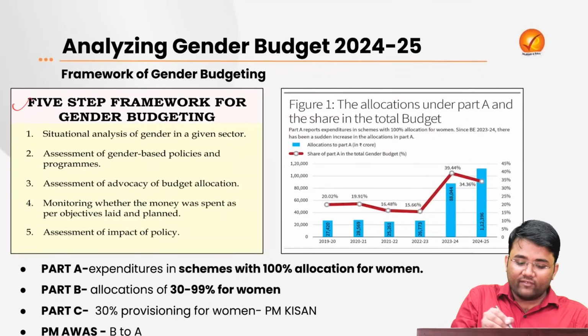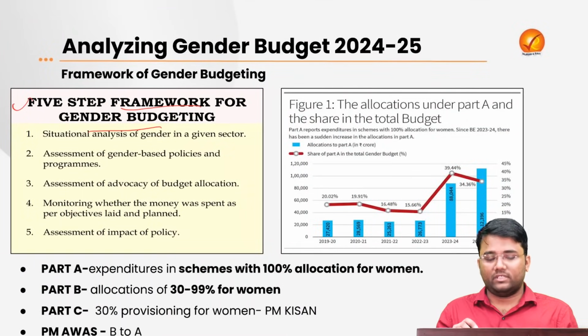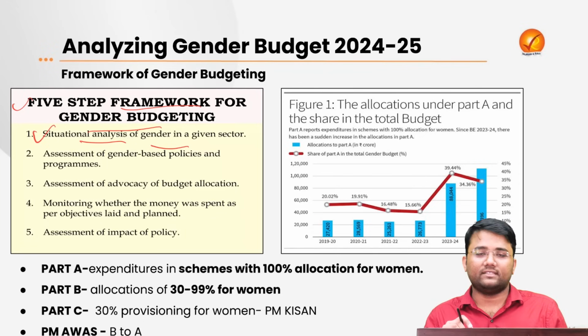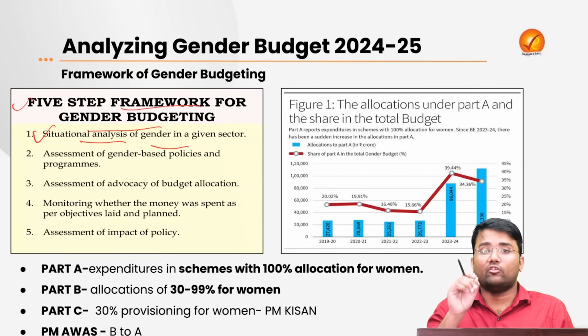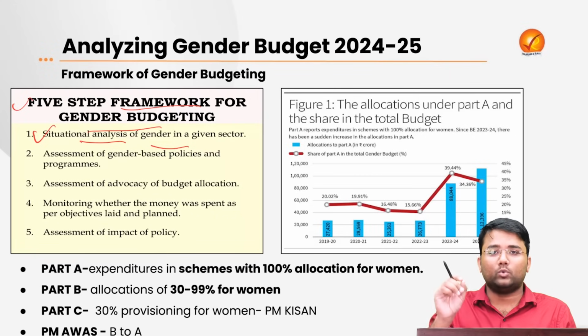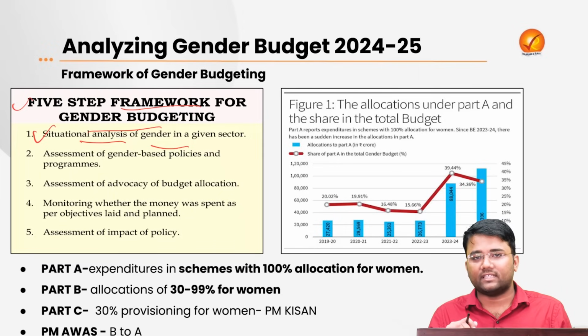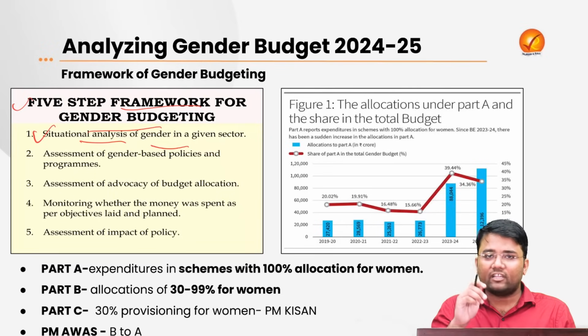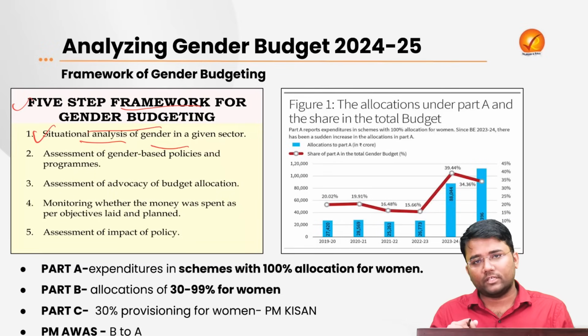Now, what is the 5-step framework for gender budgeting? First is situational analysis of gender in a given sector, that is, what is the condition of that particular gender in that particular sector, whether it is the primary sector or agriculture sector, manufacturing sector or the services sector. What is the need in that particular sector will help in determining the resources that will be allocated in that particular sector.